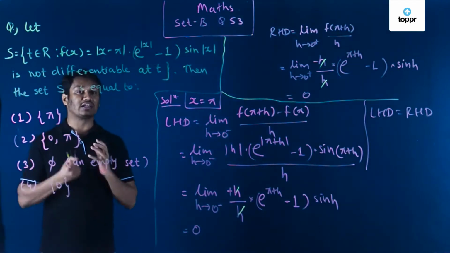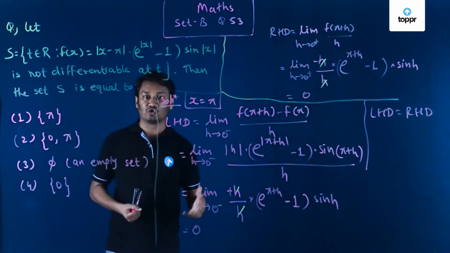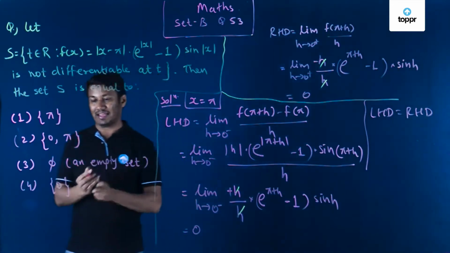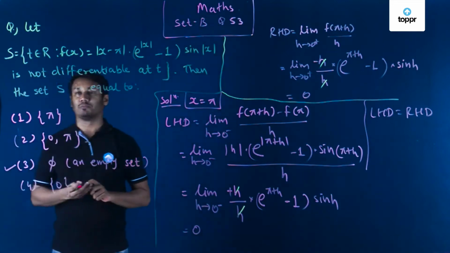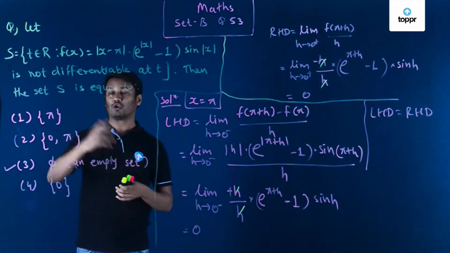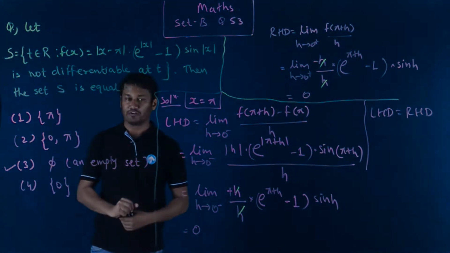So we finally conclude that the function is differentiable at x equal to 0 as well as x equal to pi, and hence we say that the correct answer is option number 3. That means there is not a single value of t at which the function is not differentiable.